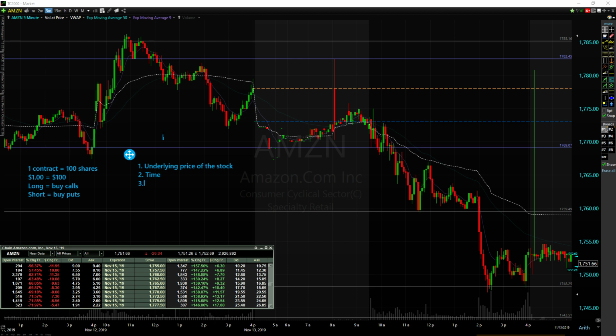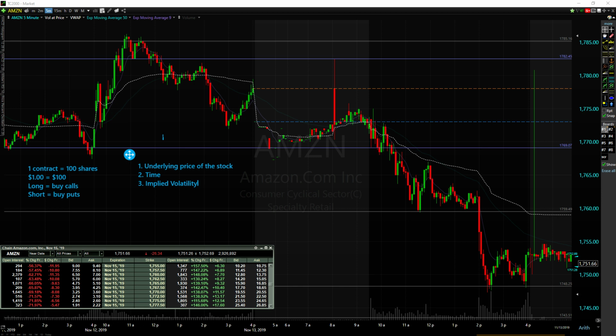The third, and maybe the most important one, is implied volatility. So basically, volatility is one of the big factors for impacting the value of your options contracts. So as you can see, there are three things that will impact the options contract value, and that can definitely make it very difficult to manage your risk.